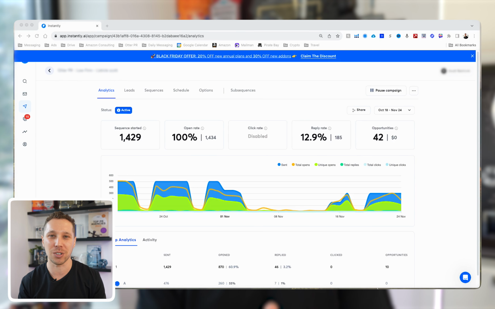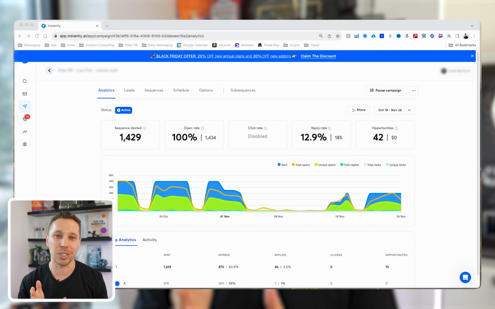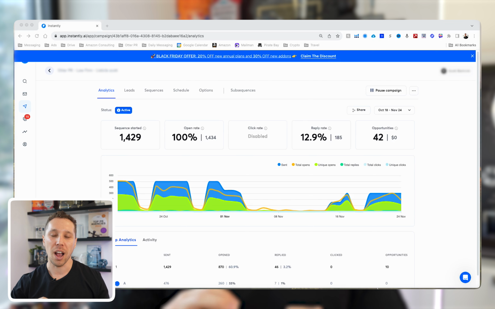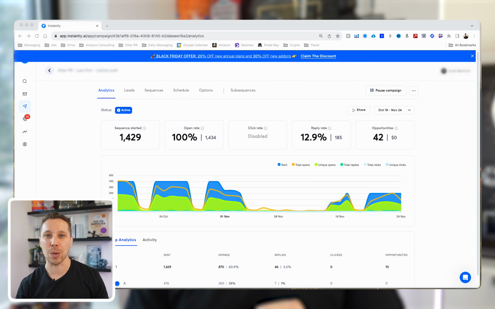Now, the first piece to understand is when you look at this open rate and you see 100%, it's actually not 100% per email sent. What it is, is 100% of my contacts in this campaign have opened an email that I've sent them. So with this campaign specifically, I'm sending a 3-email series. So I'm sending the first email, a follow-up email, and then one after that. So I'm having multiple opportunities for them to actually see that.